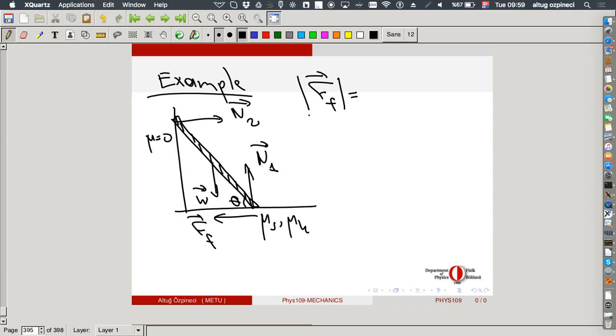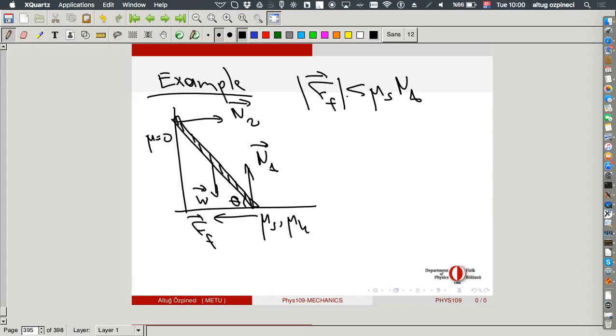Can you say something? Somebody else? Mu s times which N? N1. Which is not right. You see, it is a static friction force. In general, we don't know what it is. This is the maximum value. So let's just figure out what the value of the friction force should be.